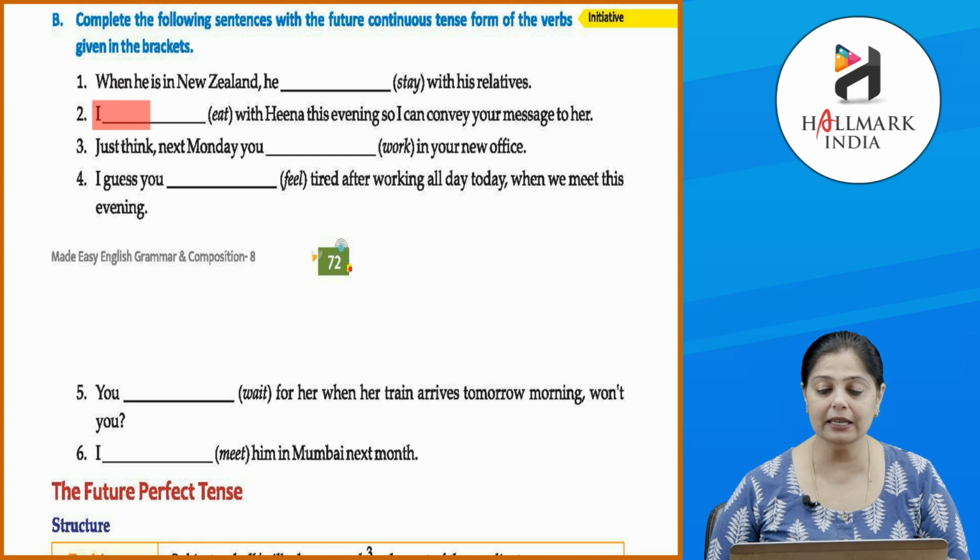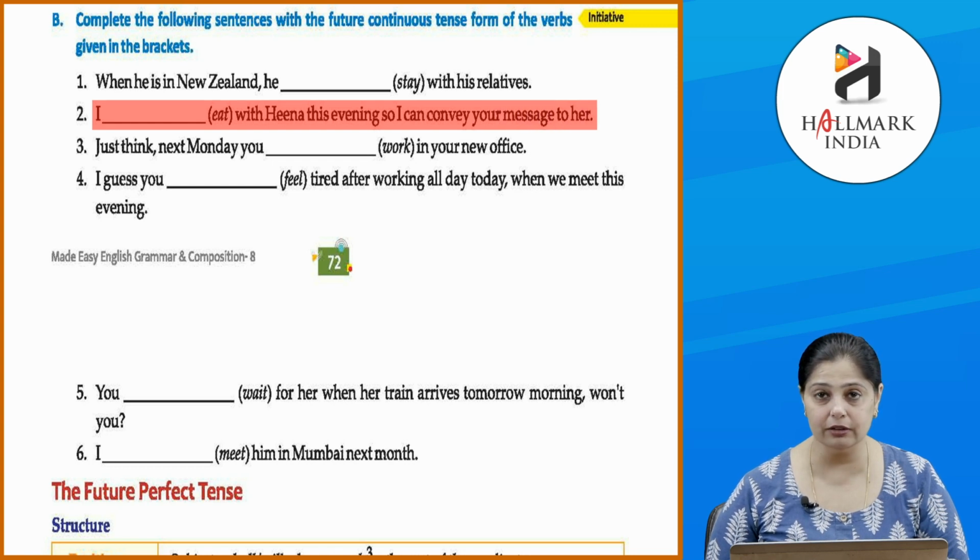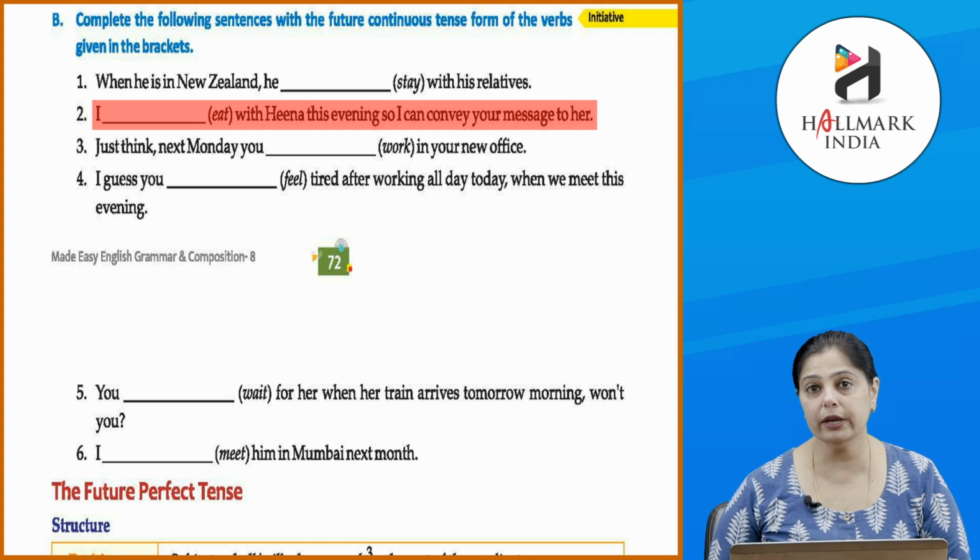I dash with Hina this evening so that I can convey your message to her. I will be meeting, you can say, I will be meeting with Hina this evening so I can convey your message to her. Clear? So, here you are just telling that, yes, I'm going out with Hina and I'll convey your message.